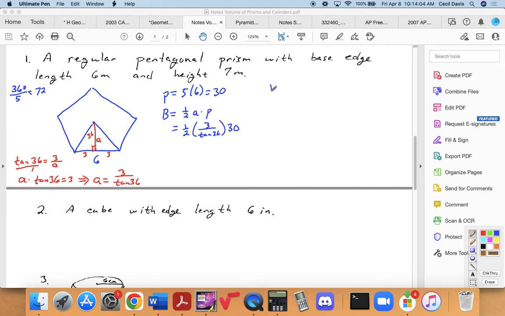Then the volume is the area of the base times the height. So the area of the base is 1/2 of 3 over the tangent of 36 times 30, times the height of the prism. What's the height of the prism? 7. That was given right here.